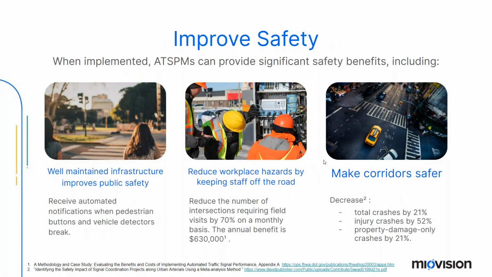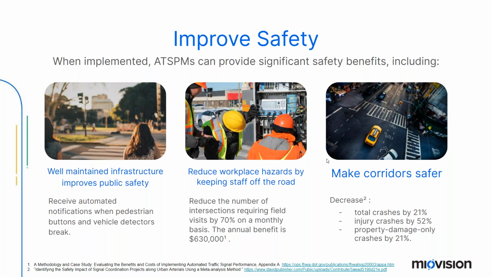Improving safety, this has got to be number one on most people's lists, the highest item that everyone should be considering. So how can it address maintenance and infrastructure to improve public safety? Like how are individuals interacting with the signal, is it operating the way it should be, are people getting an adequate amount of time, is the hardware and the infrastructure working the way it should? Reduce those workplace hazards by keeping staff off the road if they're not necessarily needing to be there. If the issues can be addressed remotely, certainly give them the tools so they can stay off the streets.